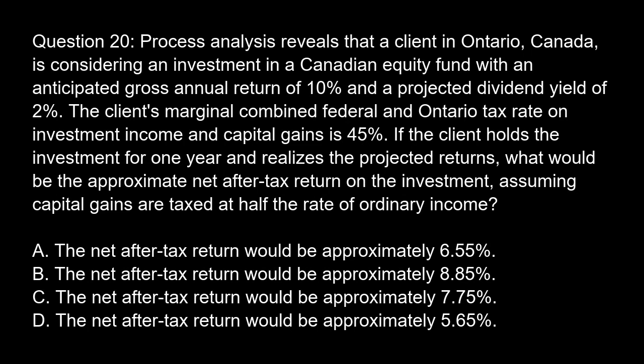Question 20. Process analysis reveals that a client in Ontario, Canada, is considering an investment in a Canadian equity fund with an anticipated gross annual return of 10% and a projected dividend yield of 2%. The client's marginal combined federal and Ontario tax rate on investment income and capital gains is 45%. If the client holds the investment for 1 year and realizes the projected returns, what would be the approximate net after-tax return on the investment, assuming capital gains are taxed at half the rate of ordinary income?